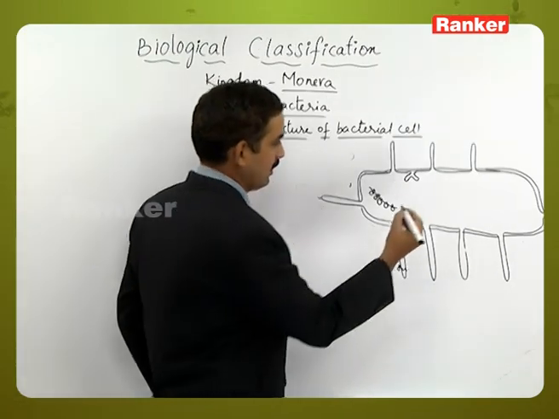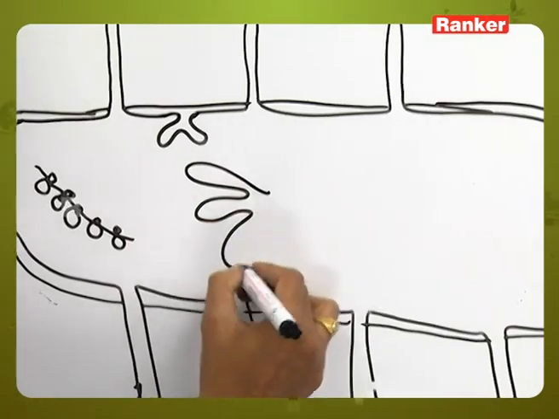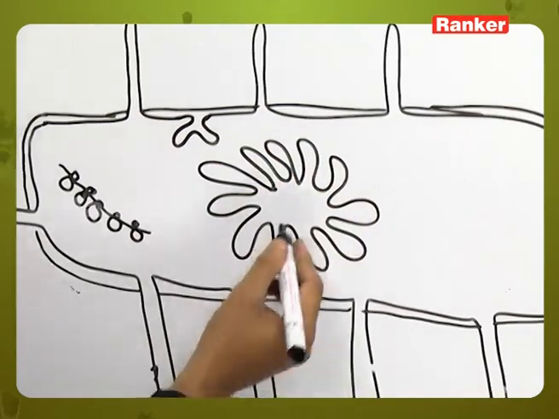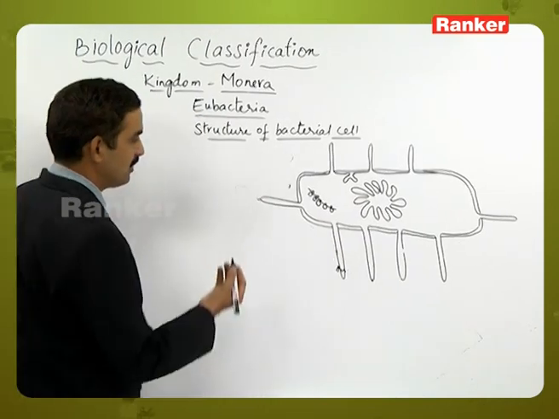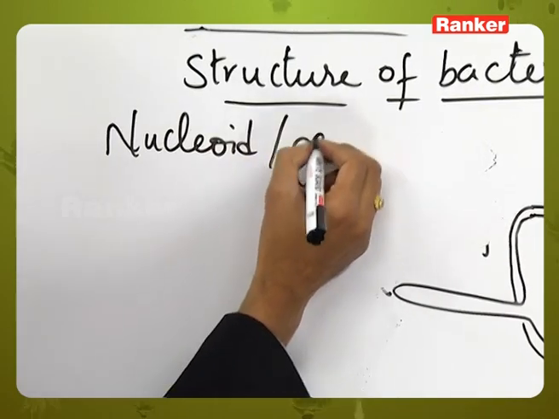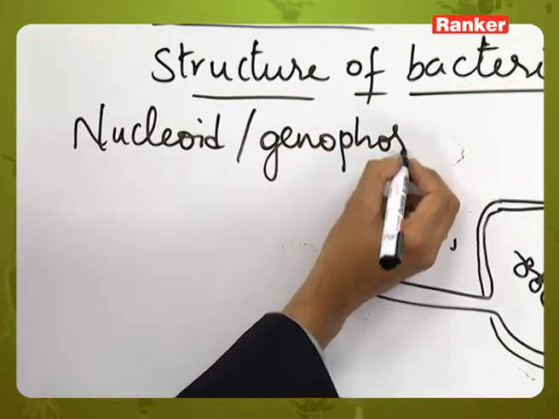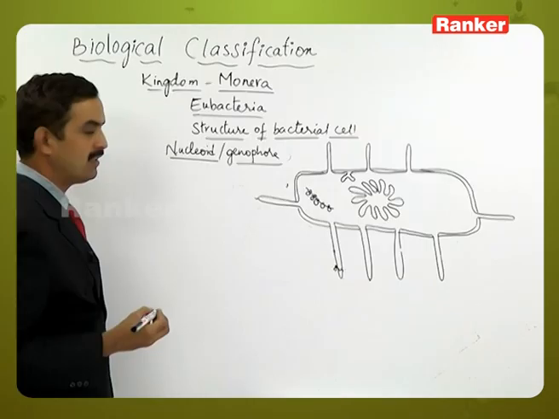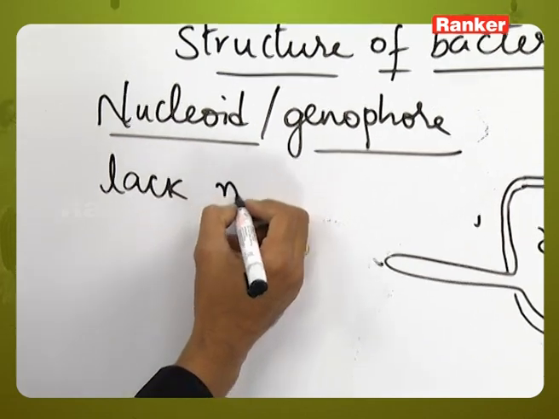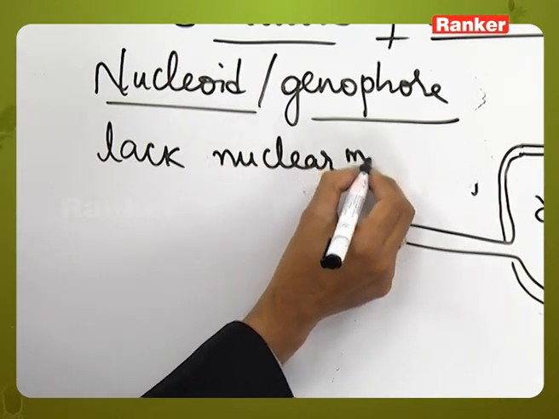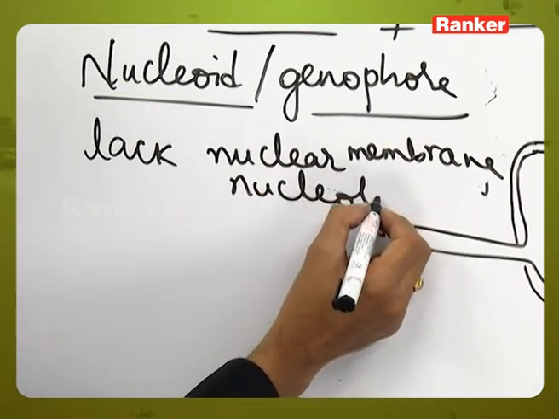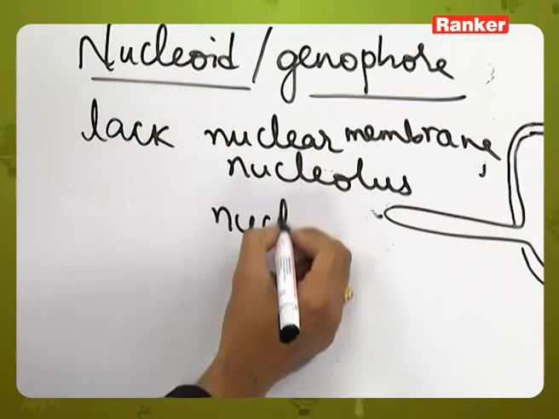Apart from this, here it has a double stranded DNA containing structure. This is called a nucleoid or the genophore. It is considered to be the primitive nucleus. Why? Because it lacks a nuclear membrane, nucleolus and nucleoplasm.